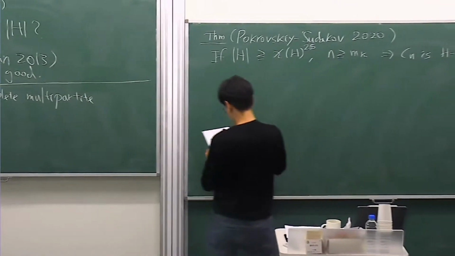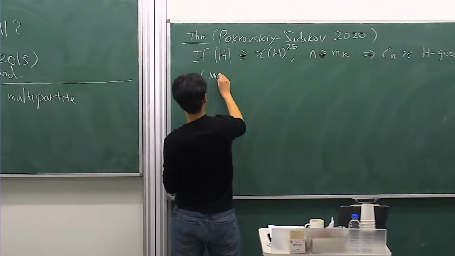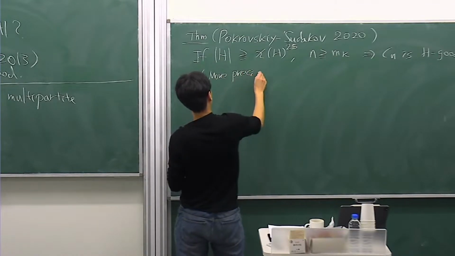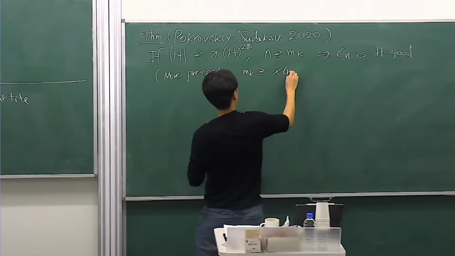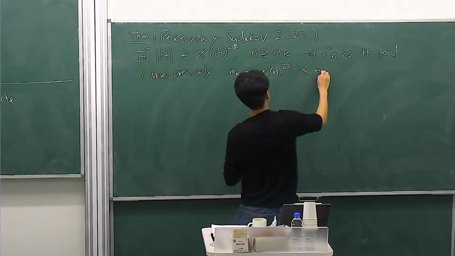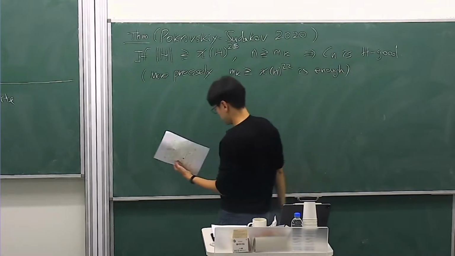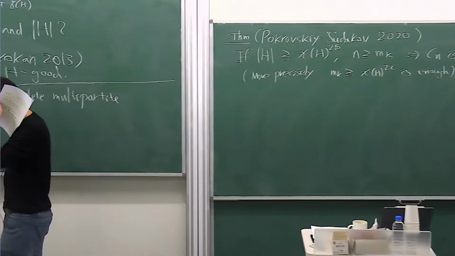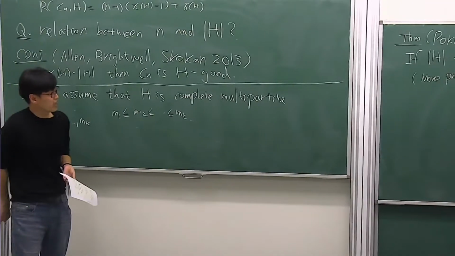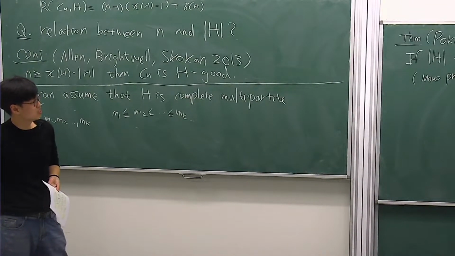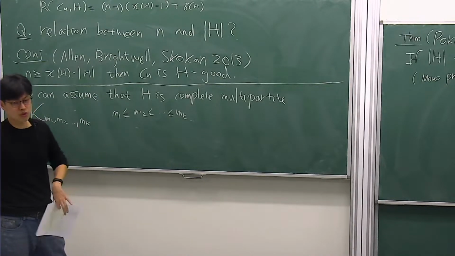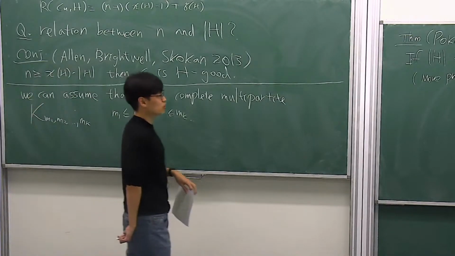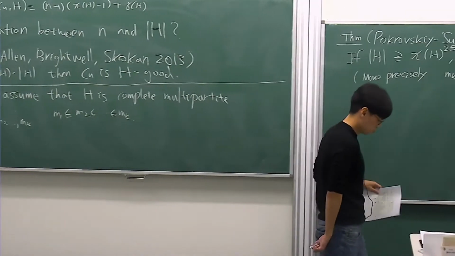In fact, more precisely, this m_k being bigger than the chromatic number to the 22 is enough. Which means that if H has its chromatic number smaller than its number of vertices to the 1 over 23, so a polynomially smaller chromatic number, then this is true.